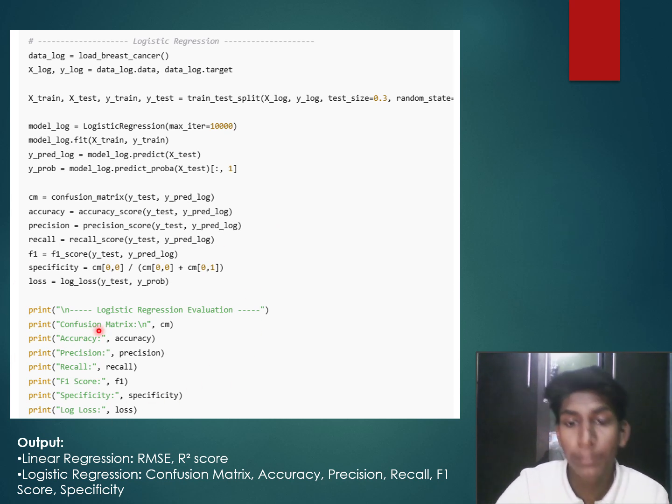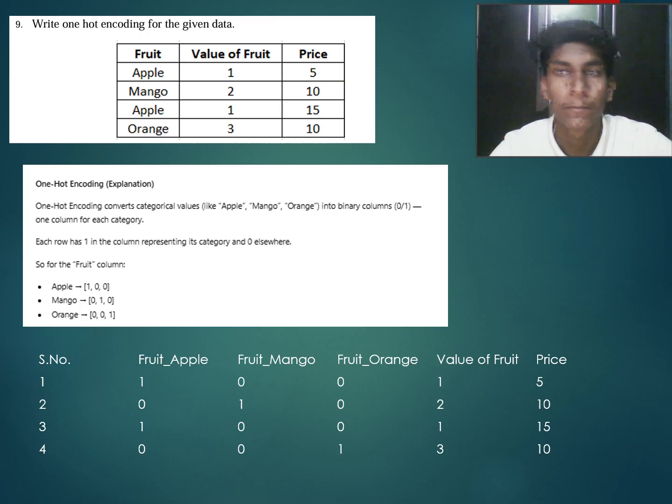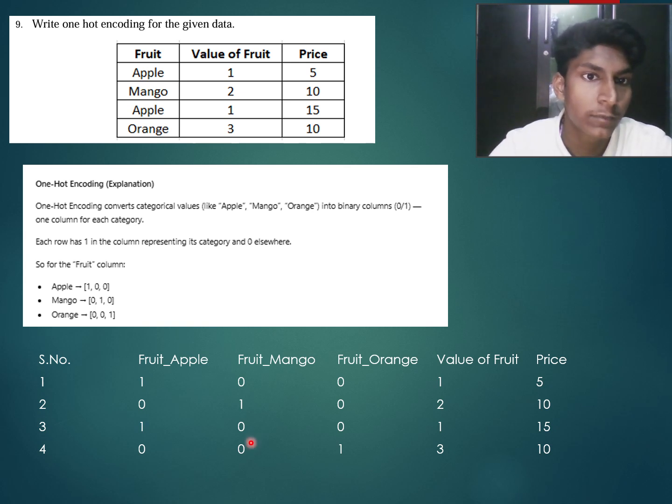So the output we will be getting from this Python program is linear regression RMSE and R2 score, logistic regression confusion matrix, accuracy, precision, recall, F1 score, and specificity. So on to the next, we have the next question.